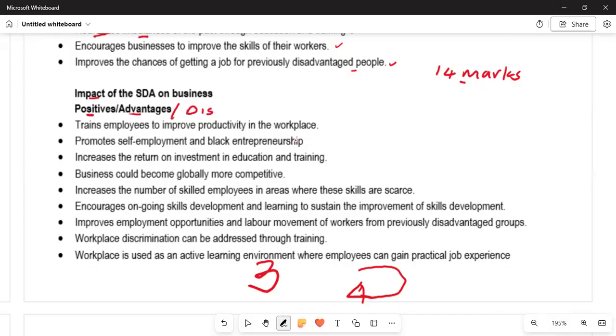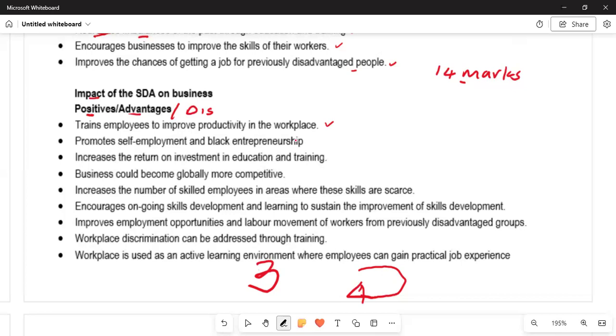The first advantage is that it trains employees to improve productivity in the workplace. With skills, the production of the workplace is going to rise. That is going to benefit the organization. Also, with this act, whereby you find yourself with the necessary skills, we promote self-employment and black entrepreneurship. Whenever you have knowledge and skills, you can now establish or start your own business. That is very important.